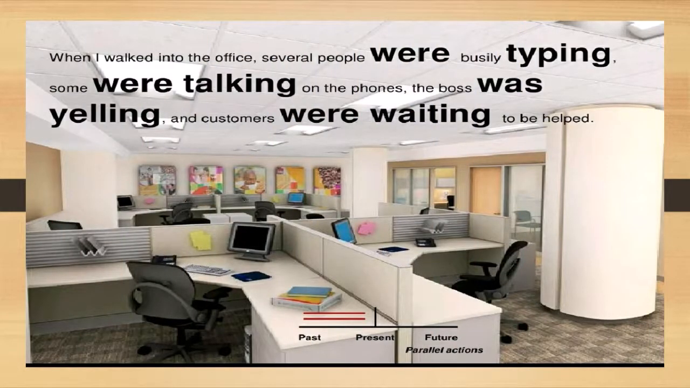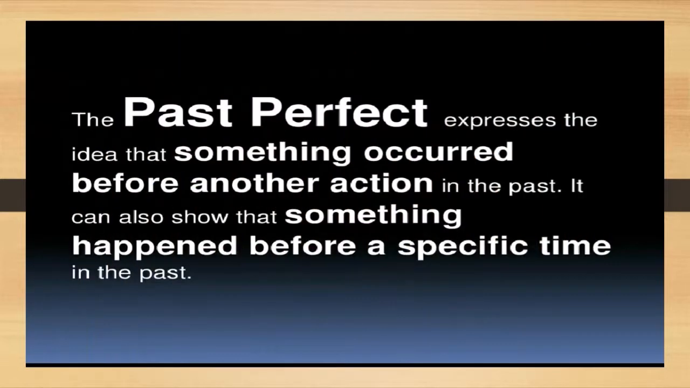When I walked into the office, several people were busily typing. Some were talking on the phones, the boss was yelling, and customers were waiting to be helped. Now, the third type of past tense.